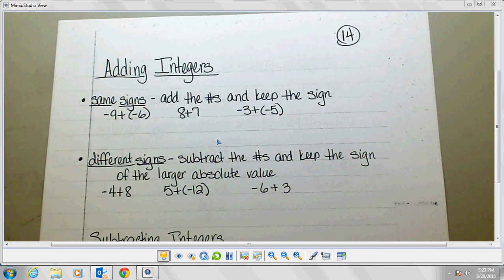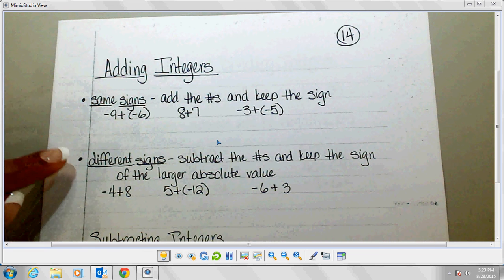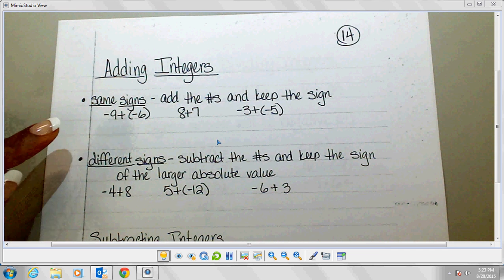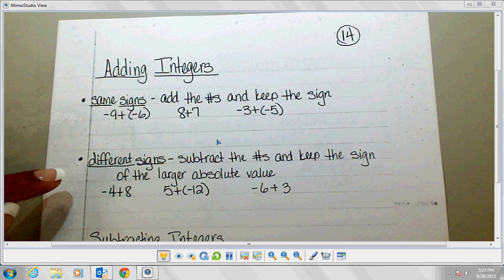Okay, we're going to start with adding integers. We have two rules for adding integers. We have a same signs rule and a different signs rule. Same signs rule says add the numbers and keep the sign. Different signs rule says subtract the numbers and keep the sign of the larger absolute value.